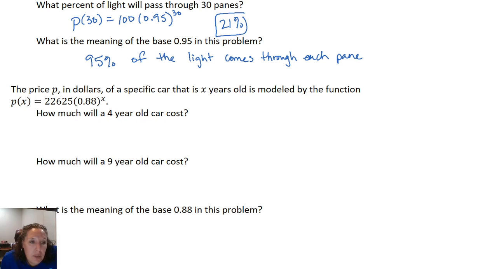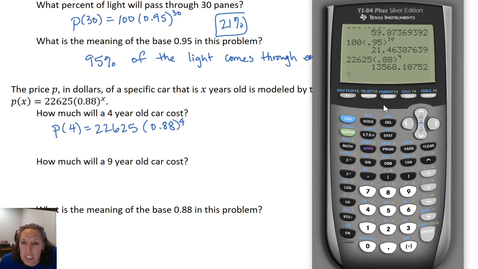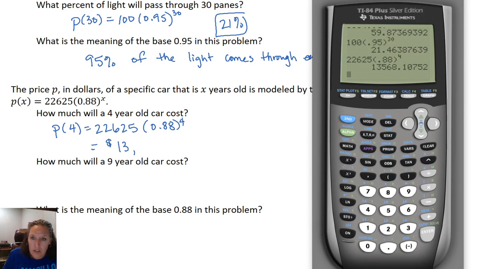All right, another similar setup. Here we have the price P in dollars of a specific car that is X years old, modeled by this function: P of X equals 22,625 times 0.88 to the X. For a 4-year-old car, X is the age of the car in years, so we plug in 4 for X and get 22,625 times 0.88 raised to the 4th. Again, plug it in the calculator. When you do that, you get 13,568. This is our price, so our units here are dollars.